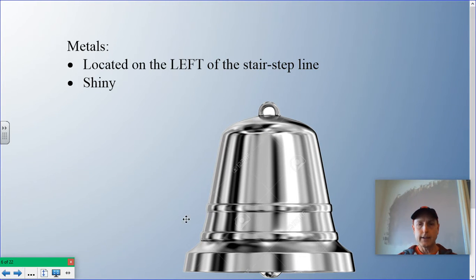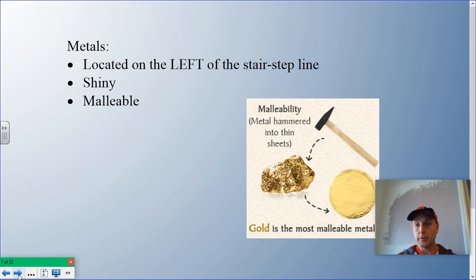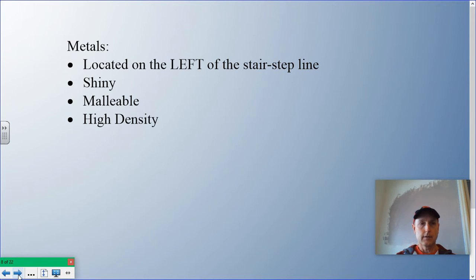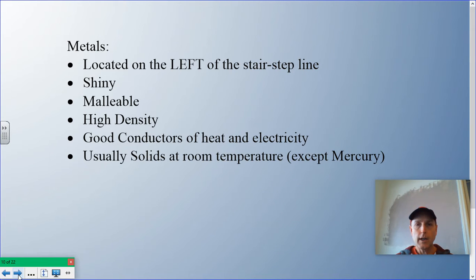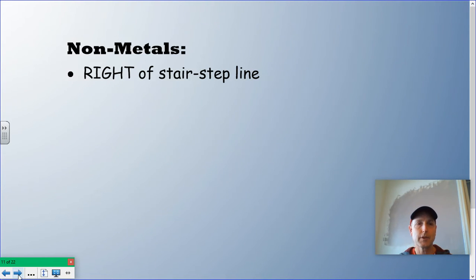Metals are usually shiny, like this shiny bell here. They're malleable, which means they can be hammered into thin sheets, like gold is very malleable. Metals have a high density, so they feel heavy when you pick them up. They're good conductors of heat and electricity, like this copper wire. That's why wires are made of metal. And they're usually solids at room temperature, except for mercury, which is a liquid at room temperature.